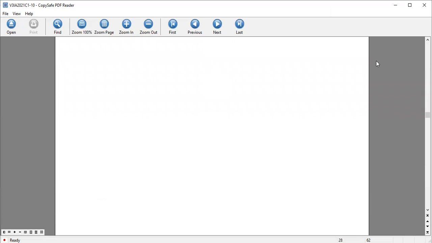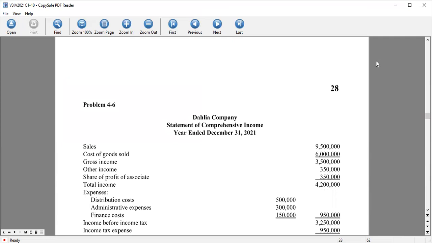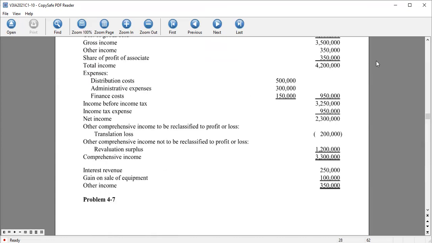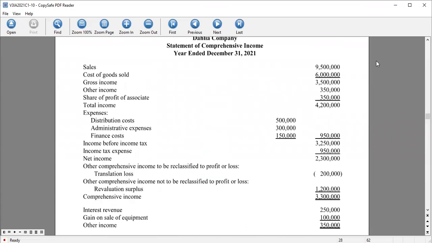Then we go to number 6. Again, another single statement of comprehensive income. Okay, so take note of the heading. It's very important, especially if you are asked to answer straight problems.